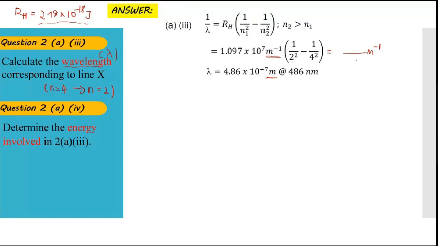Remember, what you have calculated directly is 1 over lambda. This value is 1 over lambda, the wave number. So to get the lambda value, you take 1 over this value. The reciprocal of the wave number is the wavelength.